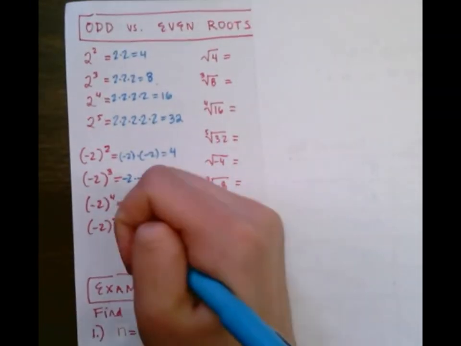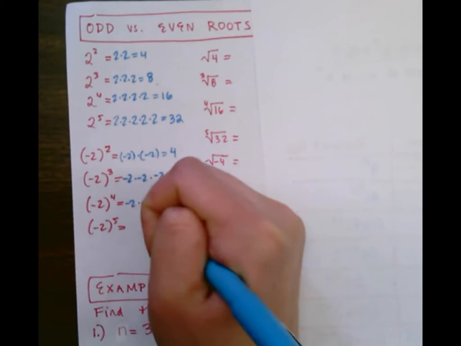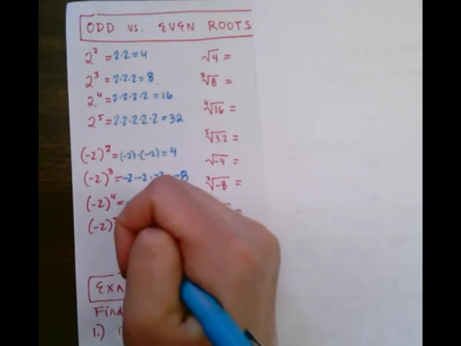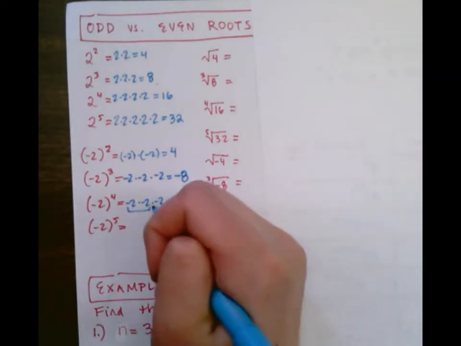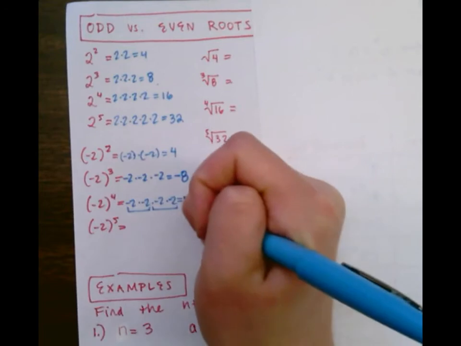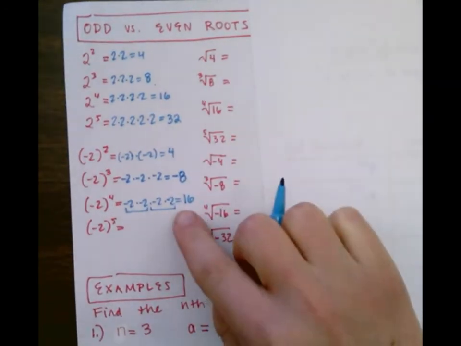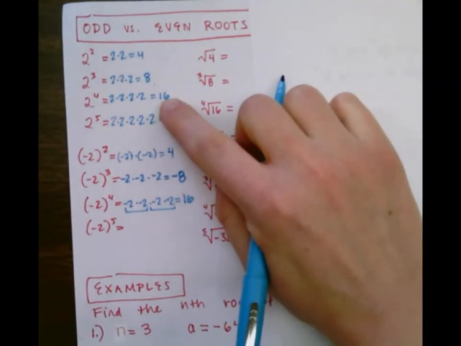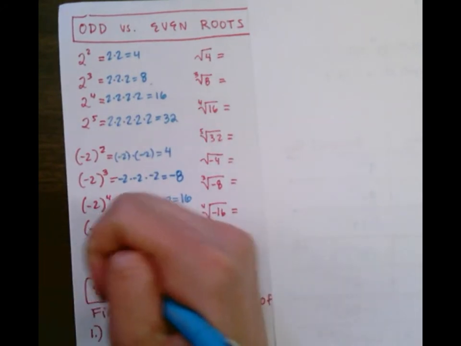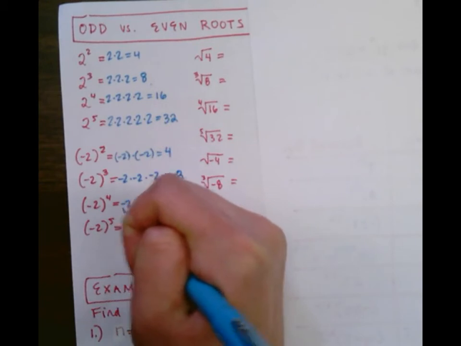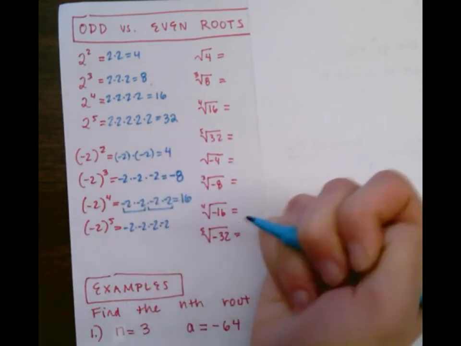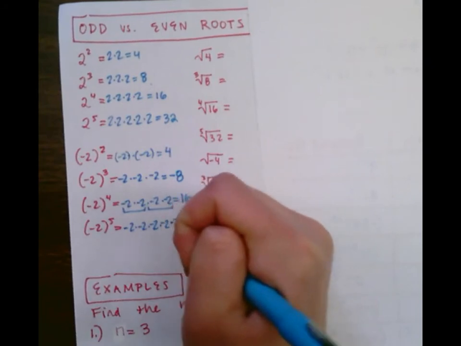Now to the 4th power, negative 2 times negative 2 times negative 2 times negative 2. We could group them and say negative 2 times negative 2 is positive 4, and then this negative 2 times this negative 2 is also positive 4. So this has got to be positive 16. Notice again, these match, right? 2 to the 4th is 16, and negative 2 to the 4th is also 16. With my negative 2 to the 5th, it's like times 1 more negative 2. So it's going to be 16 times negative 2, which would be negative 32.